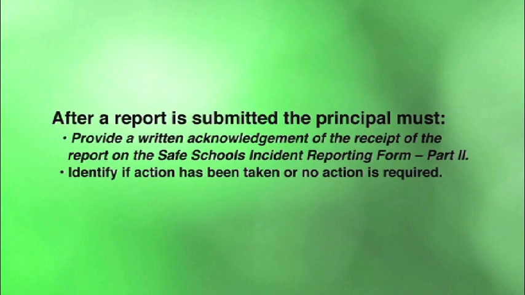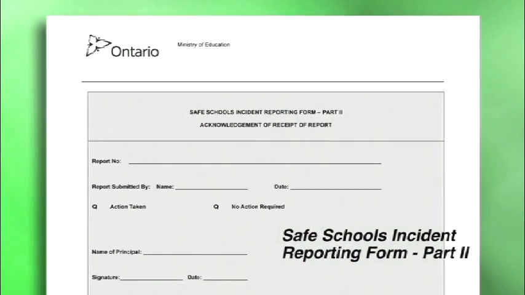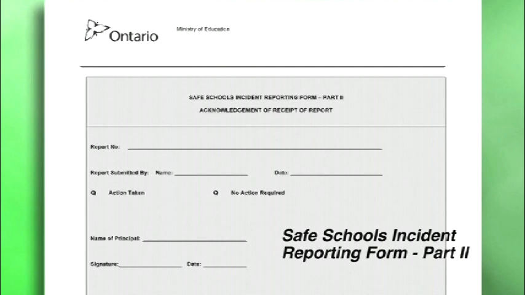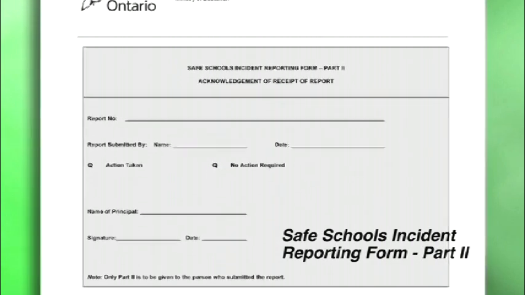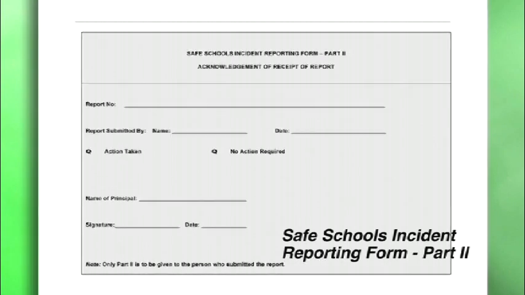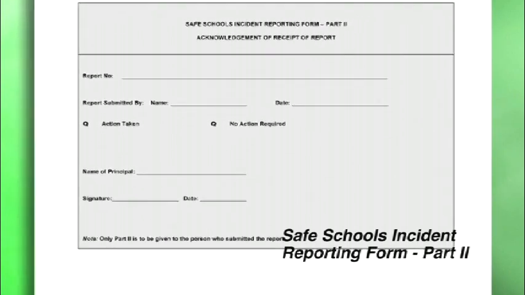Identify if action has been taken or no action is required. Possible actions taken can include anything on the progressive discipline continuum, for example, a warning, contacting parents, removal of privileges, or suspension. Once again, the Safe Schools Incident Reporting Form Part 2 is simple and easy for principals to acknowledge receipt of a report. This paper acknowledgement does not replace a conversation between the employee and the principal.